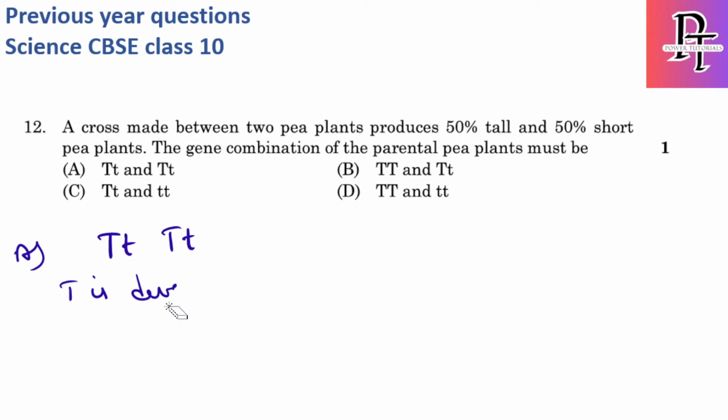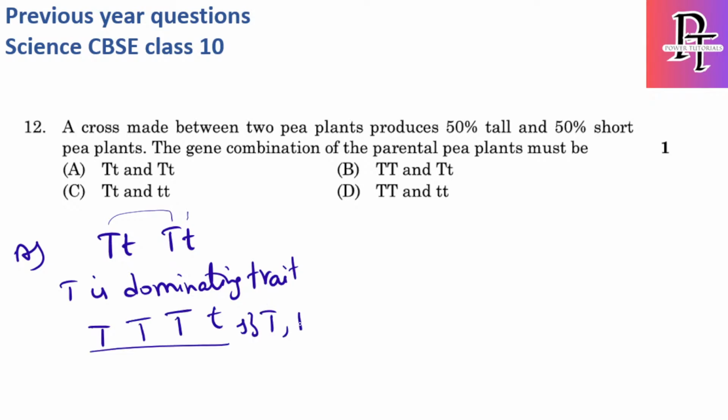Capital T is, as I mentioned, the dominating trait. So whichever is dominating, that will be coming as a child. If we take the first combination, first T with this T, then the child will be capital T. First T with second small t, again capital T. Small t with capital T, dominating capital T. Small t with small t, there is only one option, which is small t. So here you can see 3 are capital T and 1 is small t. So it is not 50%, 50%.